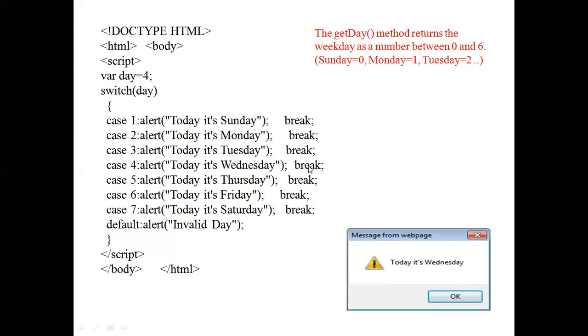So here the program will come out of the switch. It will not execute the fifth one because the match is found. If it was 6, then it would have come here and the message would be Today is Friday. And if I say 8 here, there is no case 8, so it would go to the default and display invalid day. So this way you have to display. Here I have shown day is equal to 4, the value is an integer. Then close the script, close the body and close the HTML. So this is the switch part.